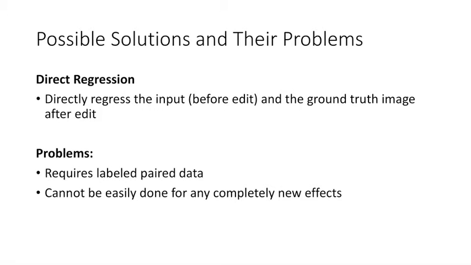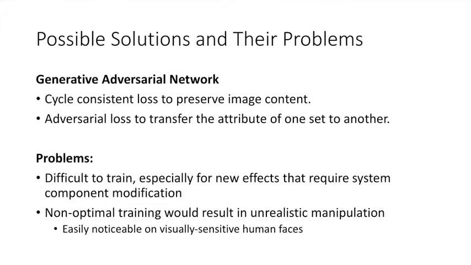There are some possible solutions to this problem. One possible solution is direct regression. In this method, you directly regress the input and ground truth image after edit. However, this requires labeled paired data, and that is often unavailable or it requires a lot of human labor to generate. So, if you want to create any new effects, you can't use direct regression very easily.